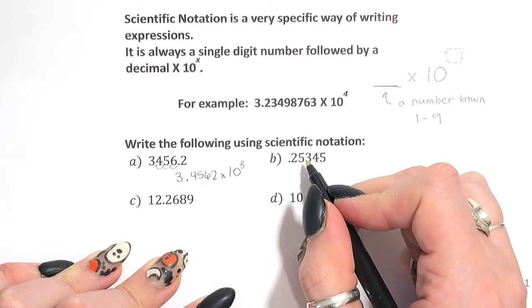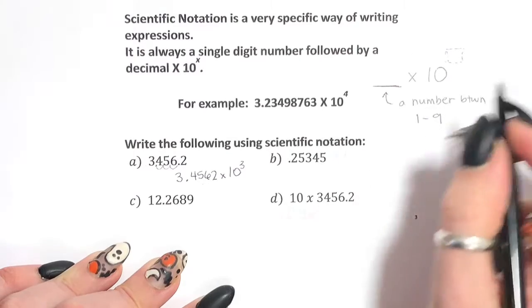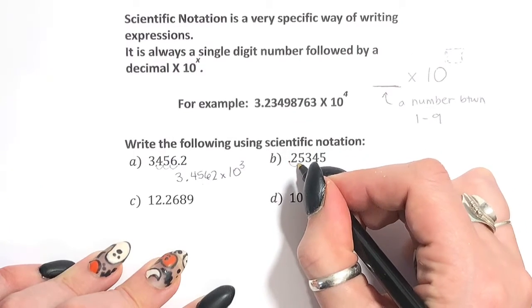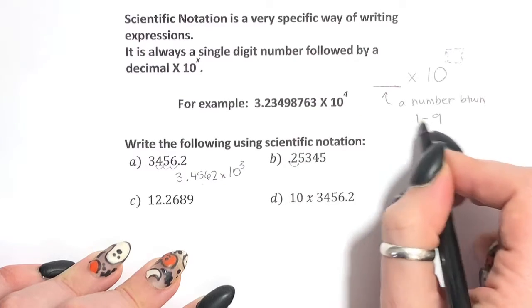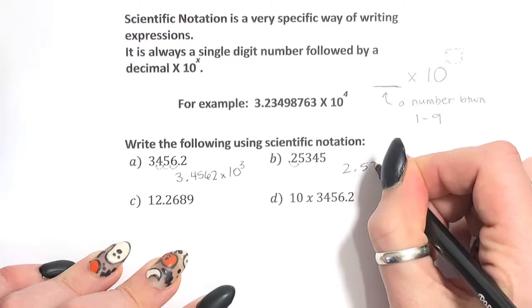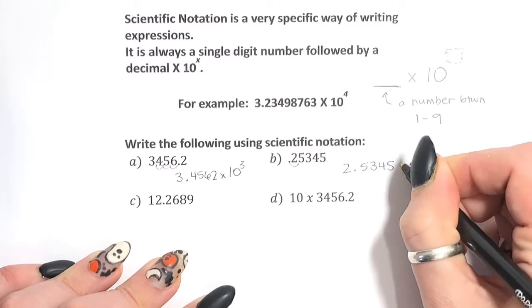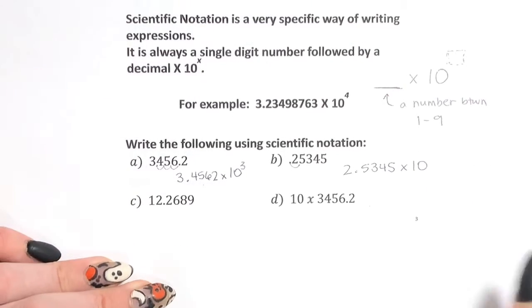But on the next one, notice that our decimal here is 0.25345. So we're starting with a small number this time instead of a big number. To get it into the right format, we're going to move our decimal just one place so that I have a 2 here. Remember, we want this first number to be between 1 and 9, so that we have 2.5345. And then we have our times 10.